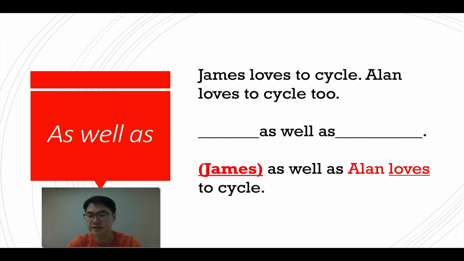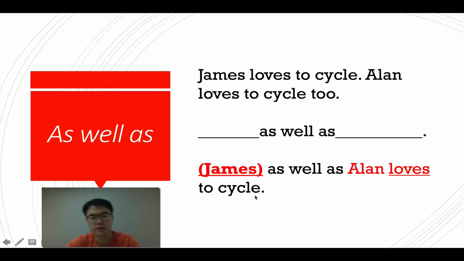Now take a look at the same sentence. James loves to cycle. Alan loves to cycle too. The same sentences, I'm joining them in the same way, but instead of using the connector AND, I'm using the connector AS WELL AS. Now the first part of the synthesis is exactly the same. I move the first subject down, I move the second subject down, so James as well as Alan. Here is where it gets very different. James as well as Alan loves to cycle.